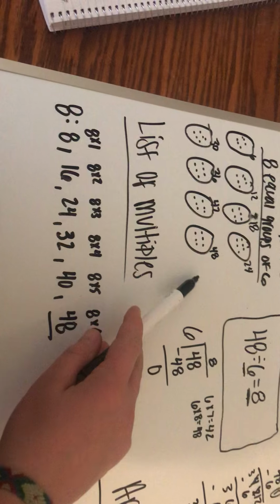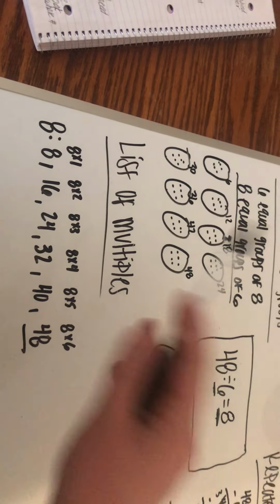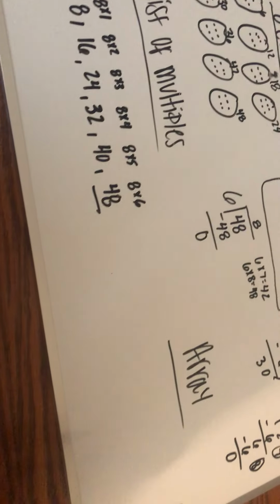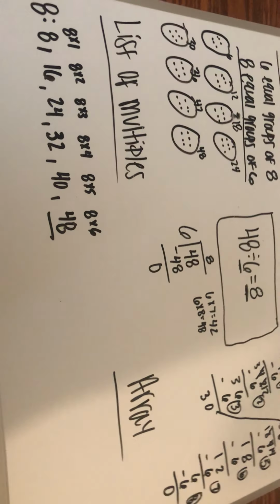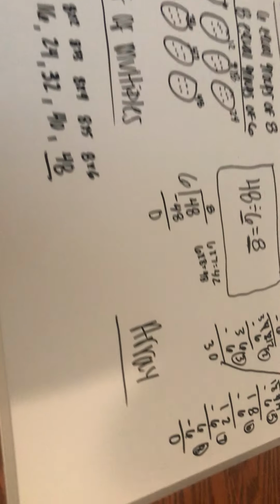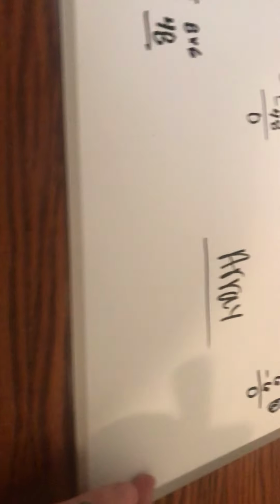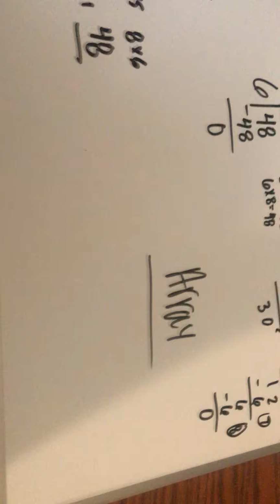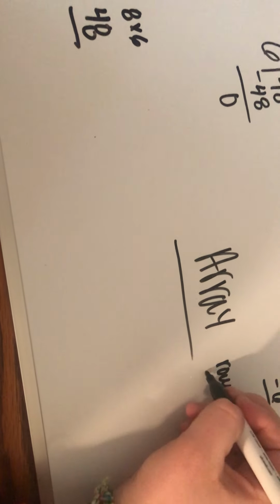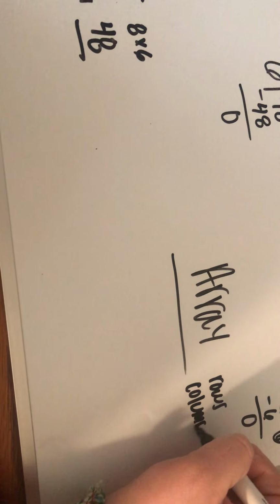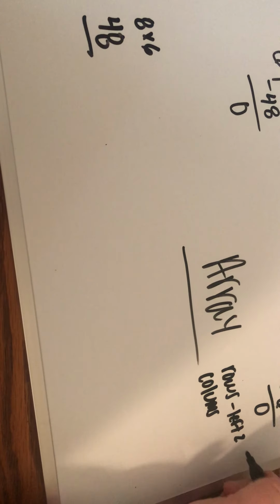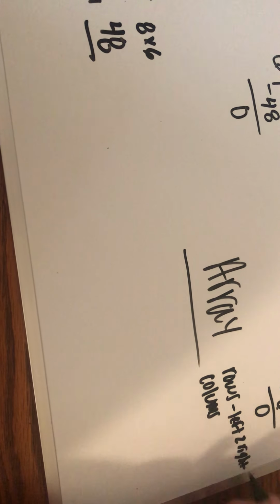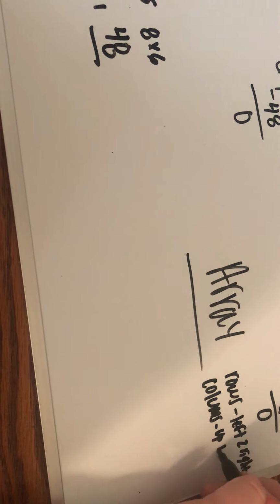With equal groups or shares, we put things into equal groups. In an array, you're not doing that, you're putting it all together. You're going to put the whole picture together. So instead of looking at groups, I'm going to look at rows and columns. When I think of an array, I think of rows and columns. Remember, a row goes left to right. A column goes up and down.